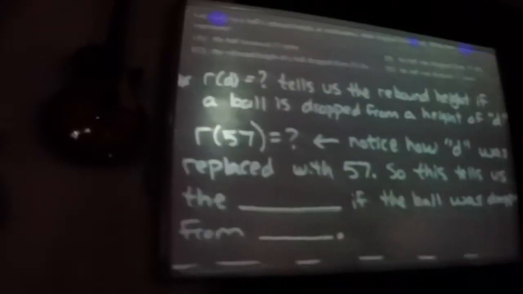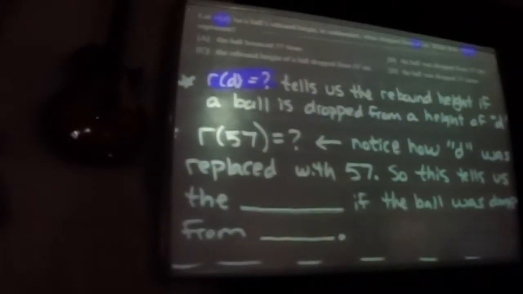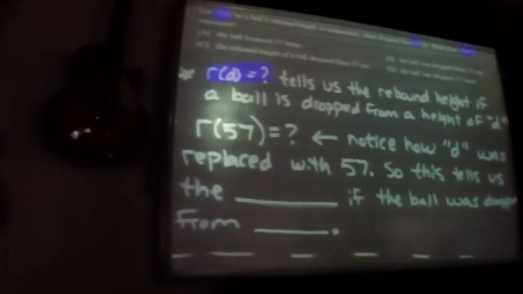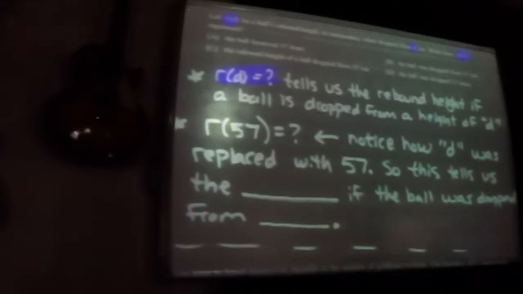Okay, R of D, here's the function. R of D equals something. That tells us the rebound height if we drop the ball from D distance. Imagine if you drop the ball from way down here, the rebound height's not going to be very high, is it? If I dropped it from way up here, it's going to be a little bit higher. So I can drop the ball from different heights.